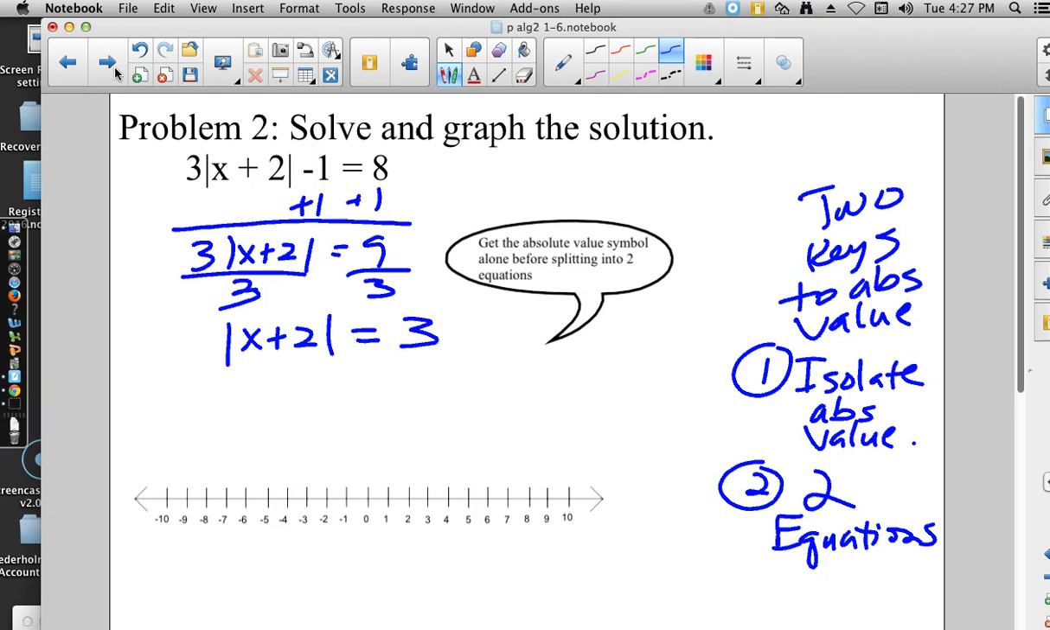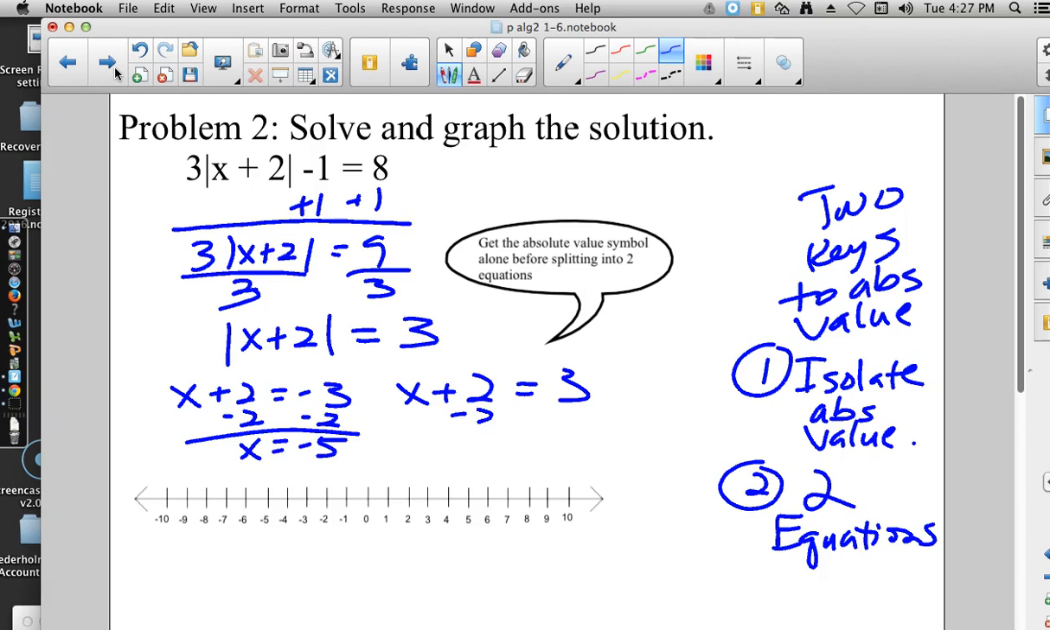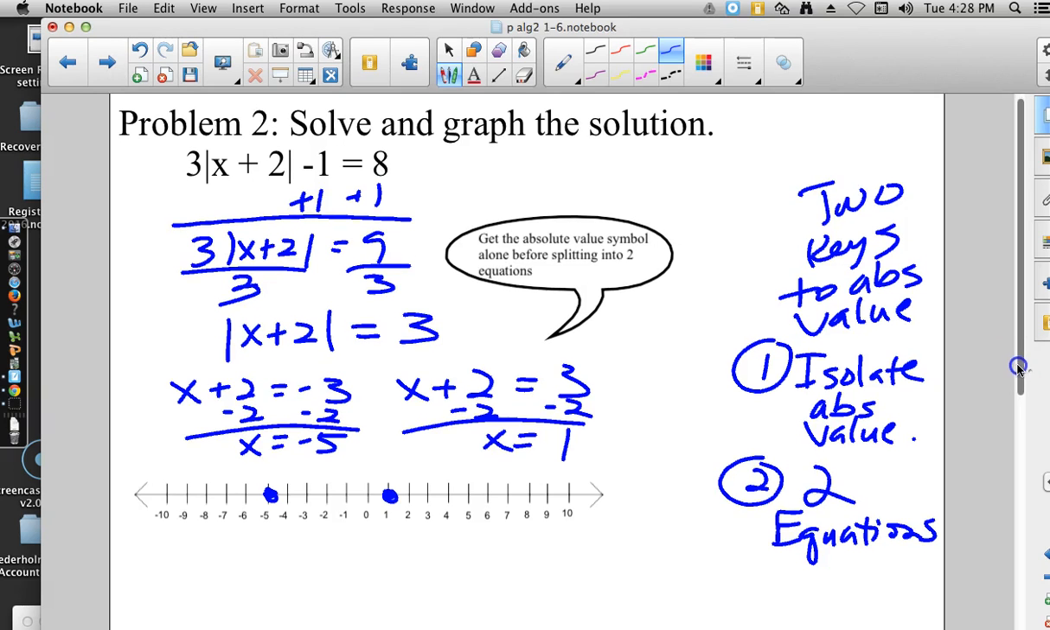It says absolute value of something equals a number. Now I make my two equations. Now I make my jailbreak. Two escape plans, a negative and a positive escape plan. I'm going to subtract 2 all over the place. I'm going to graph them, just putting them on the number line there. Want to make sure that looks like it's been filled in. And then we should check them. We should make sure that they are absolutely going to work.